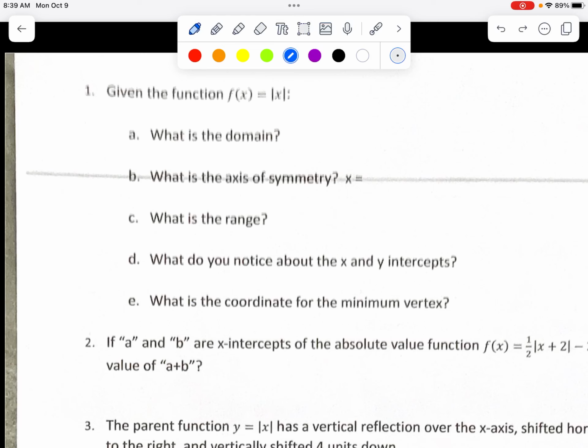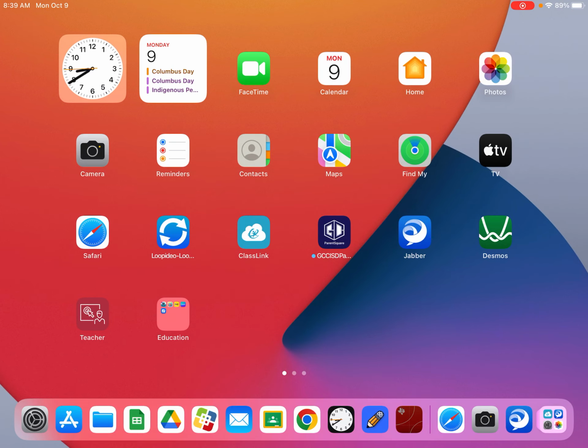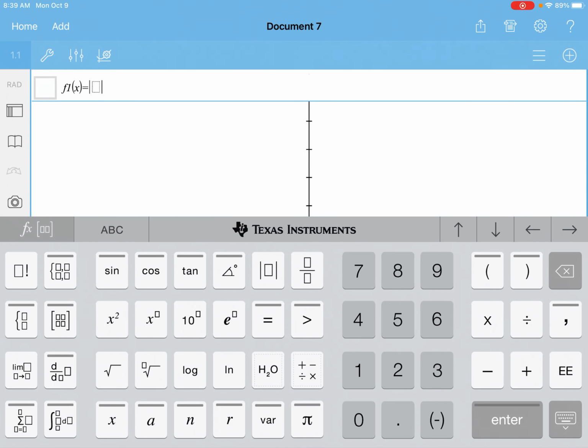Question 1, given the function for the absolute value of x, let's look at part A here. What is the domain? Domain is going to be how far left and right the graph travels.